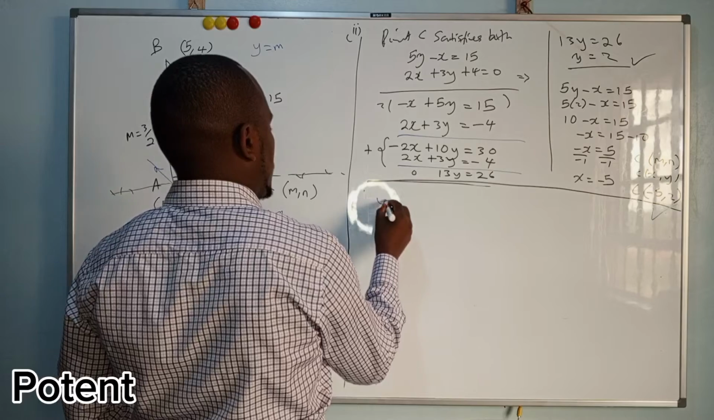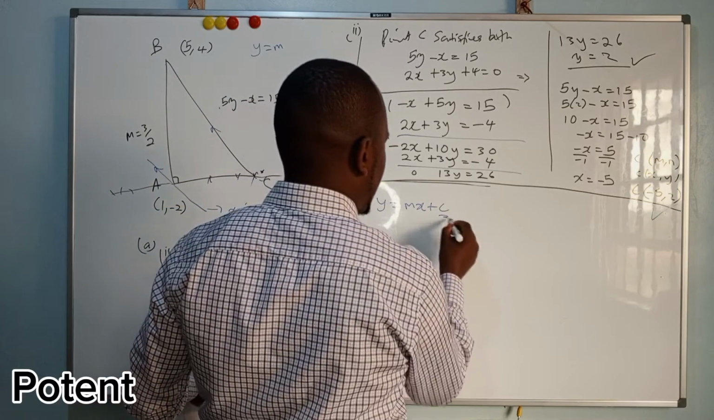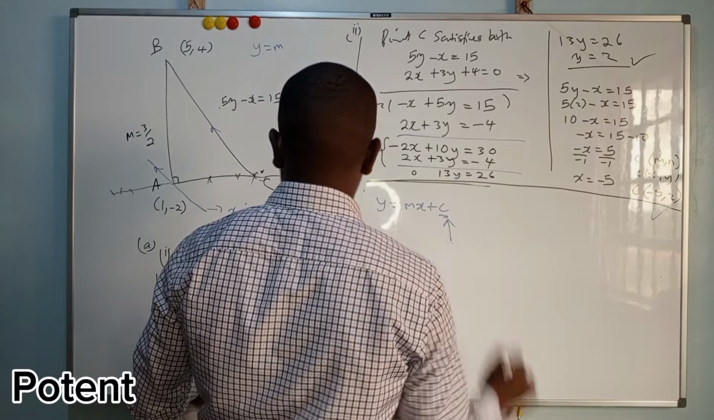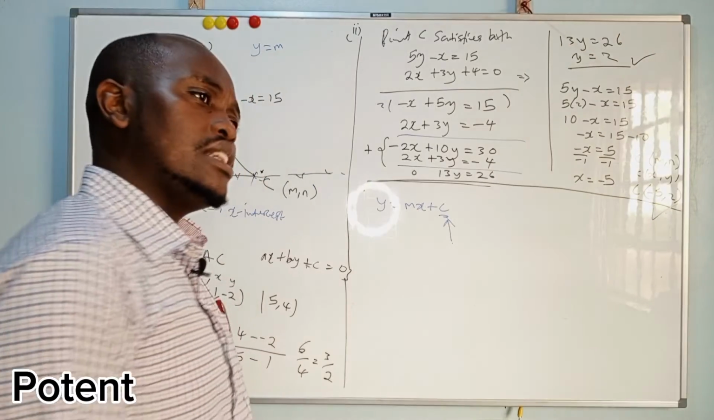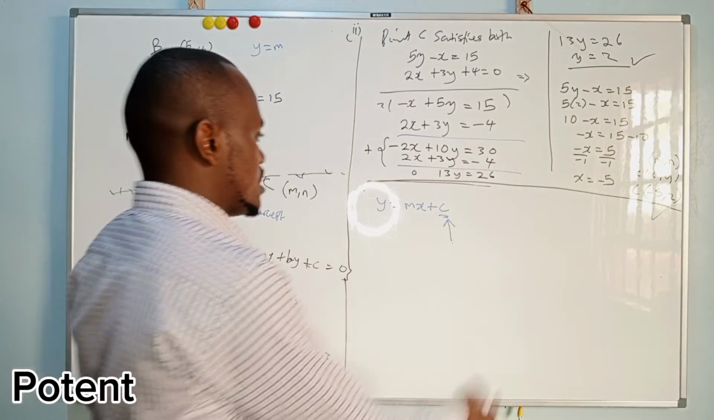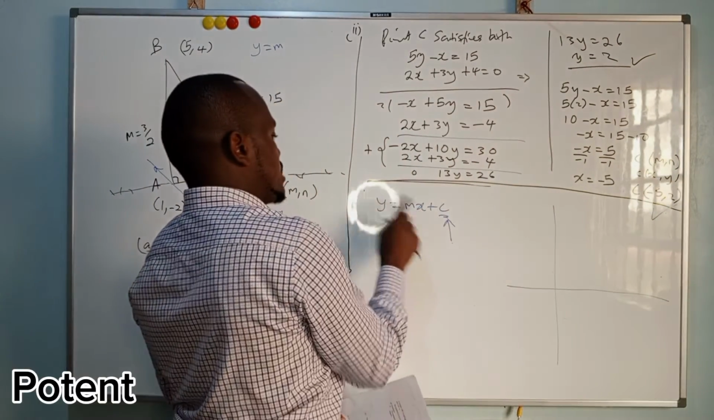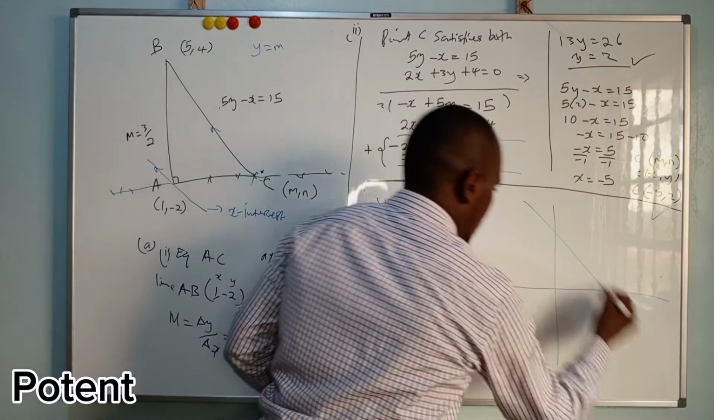So we know that an equation is given as y equals mx plus c, where c is the... Is it the x-intercept or the y-intercept? It is the y-intercept. What does that mean? So when x is 0, y is equal to c.